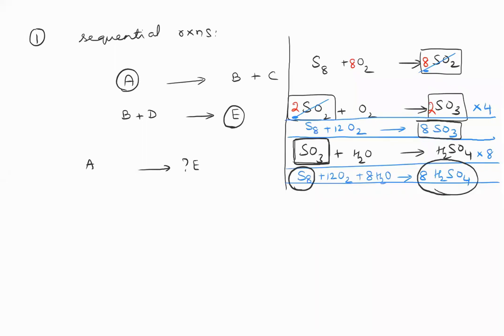Now you can finish whatever calculations you want. So 1 mole of S8 gives you 8 moles of H2SO4. I asked you, 2 moles gives you how much? You're going to get 16 moles of H2SO4.